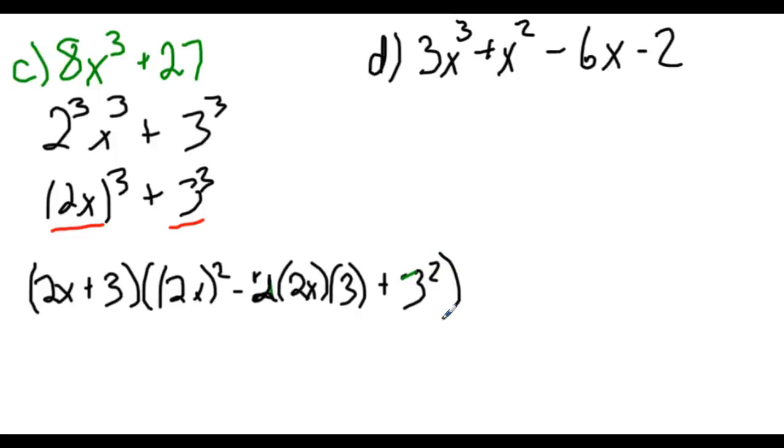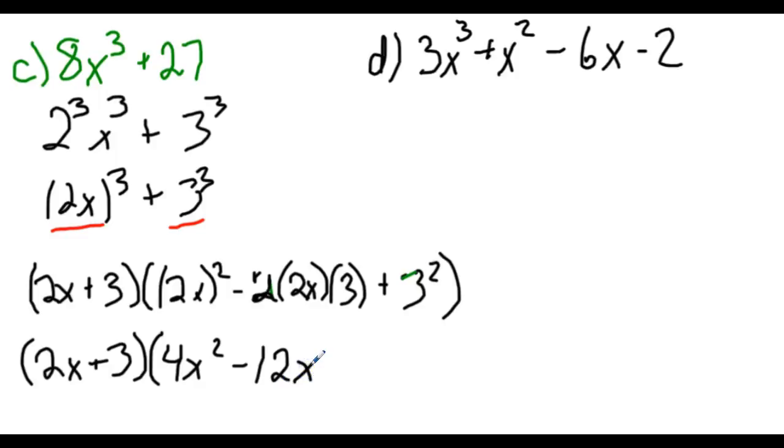Now it's just a bunch of simplifying. So in the first term we have 2x plus 3. In the second part, if we square 2x, that becomes 4x squared. 2 times 2x is 4x. 4x times 3 is minus 12x, and then 3 squared is plus 9. So if we take that cube and try to factor that down, it becomes 2x plus 3 times the quantity 4x squared minus 12x plus 9.